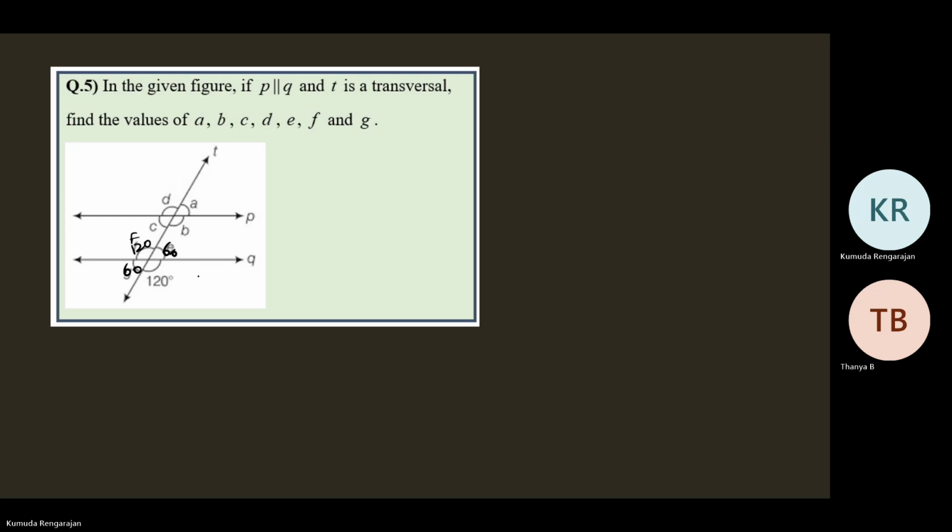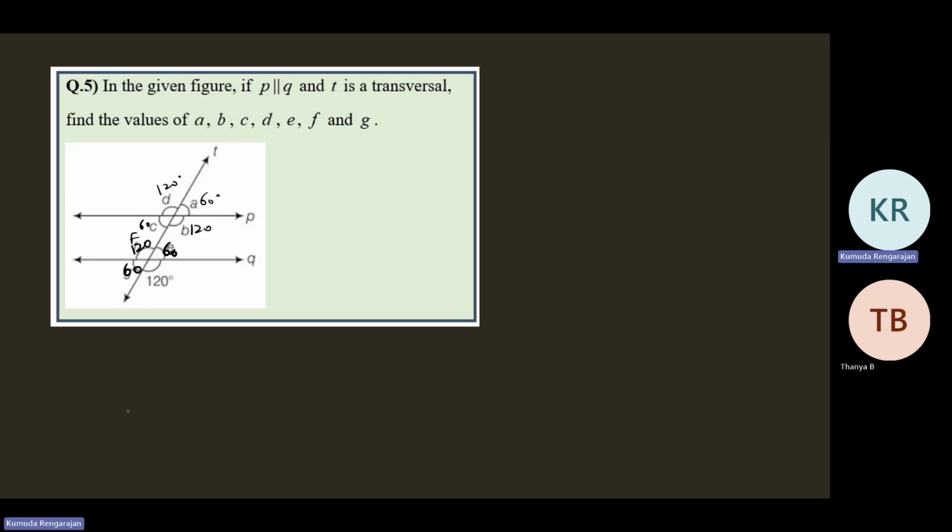120 degrees, ma'am. So B is also 120. Then if B is 120, what about D? 120, vertically opposite angles. And what about A? 60 degrees, because A and C are vertically opposite angles, so 60 degrees. B and D are vertically opposite, 120.